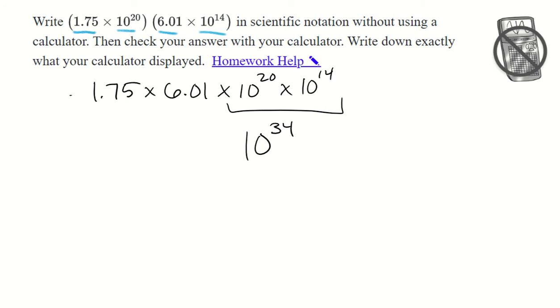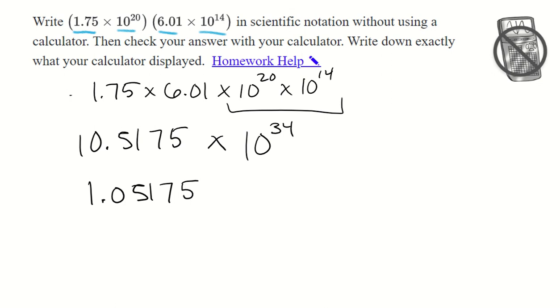What do I get? Oh my goodness. I get 10.5175 times that. Now, this number is not in scientific notation, because the decimal's in the wrong spot, right? So I can modify this. I can write 1.05175. Now, I'm going to multiply that by one factor of 10.